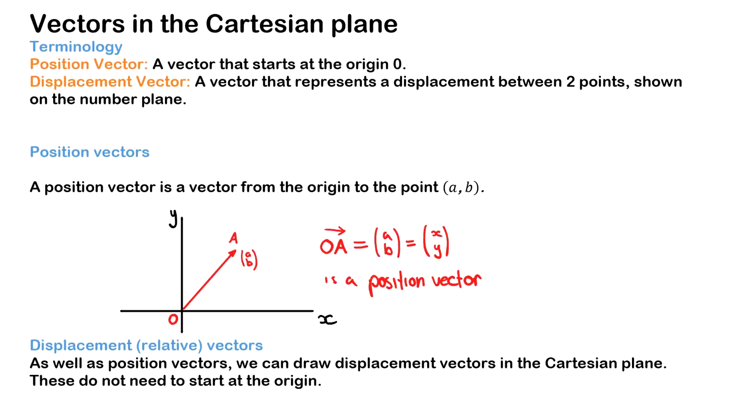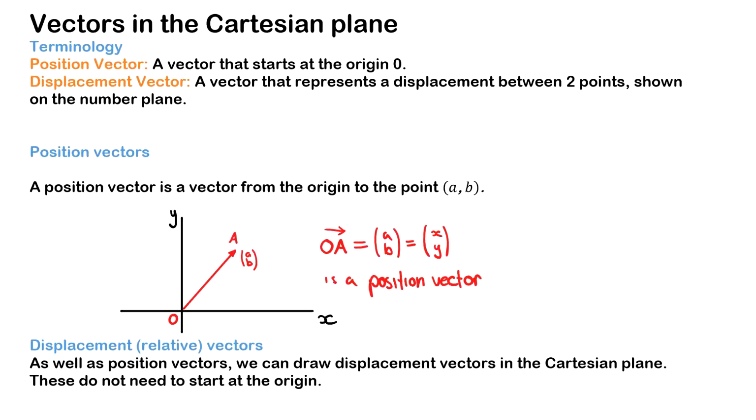In this video, we'll cover vectors in the Cartesian plane. Before we begin, we'll cover some terminology. A position vector is a vector that starts at the origin. A displacement vector is a vector that represents a displacement between 2 points shown on the number plane.